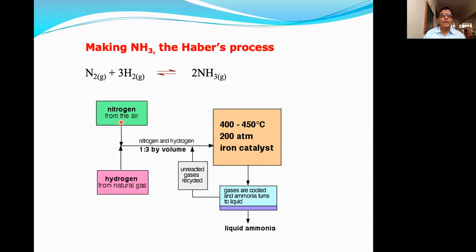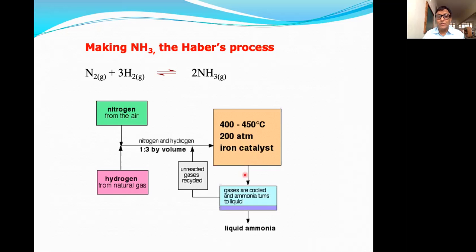Here nitrogen from air is taken and hydrogen from natural gas is taken. Both combine. The condition is the proportion of their volumes is 1:3, nitrogen and hydrogen. The conditions are 400 to 450 degrees centigrade and the pressure 200 atmosphere, and iron is used as a catalyst.